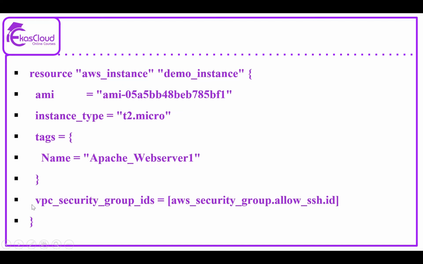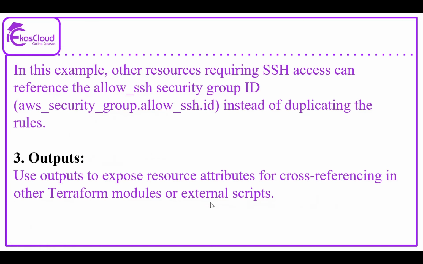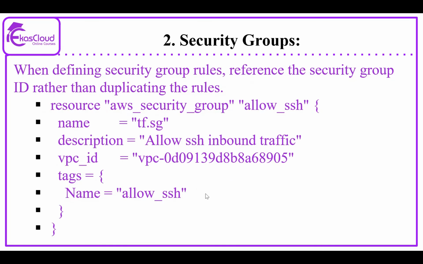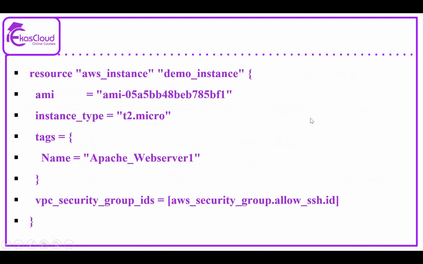and here you have to specify the cross-reference. vpc_security_group_ids equals, within square brackets you have to specify aws_security_group. I'm going to cross-connect this aws_security_group with allow_ssh, and then .id you have to specify.